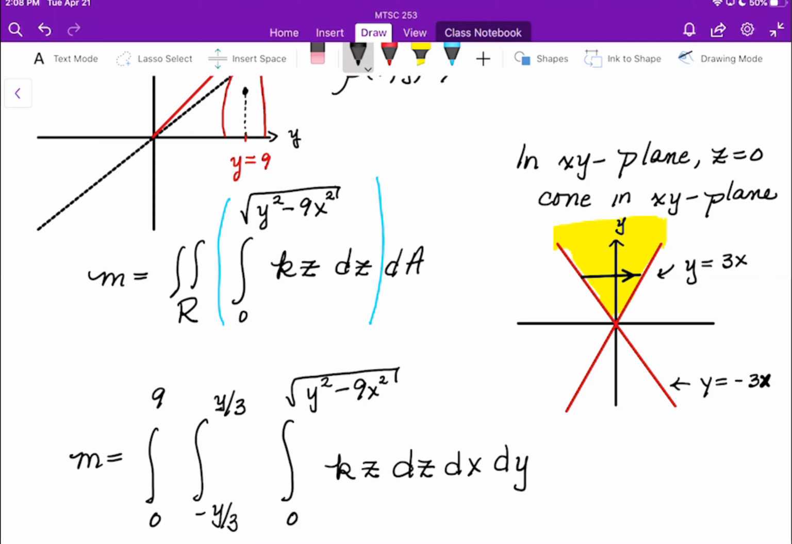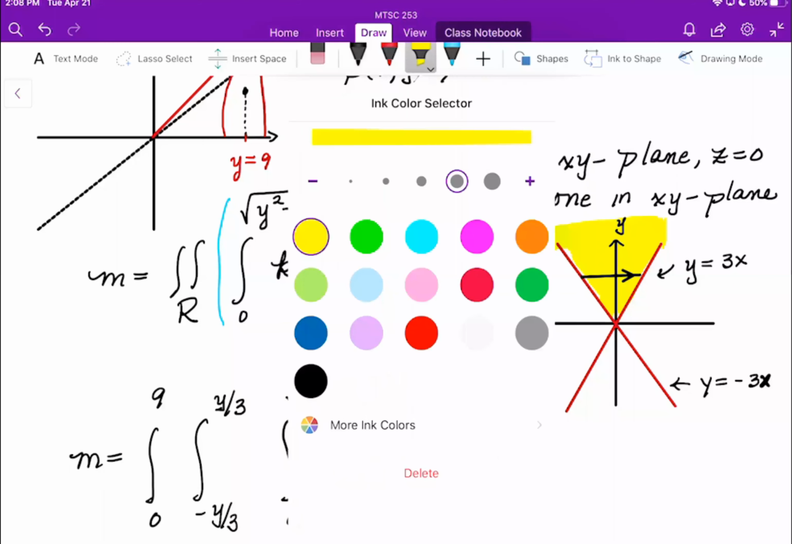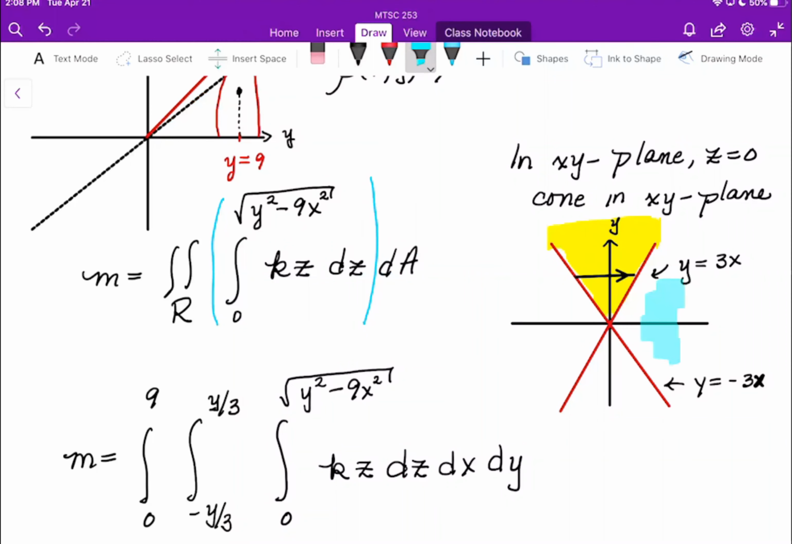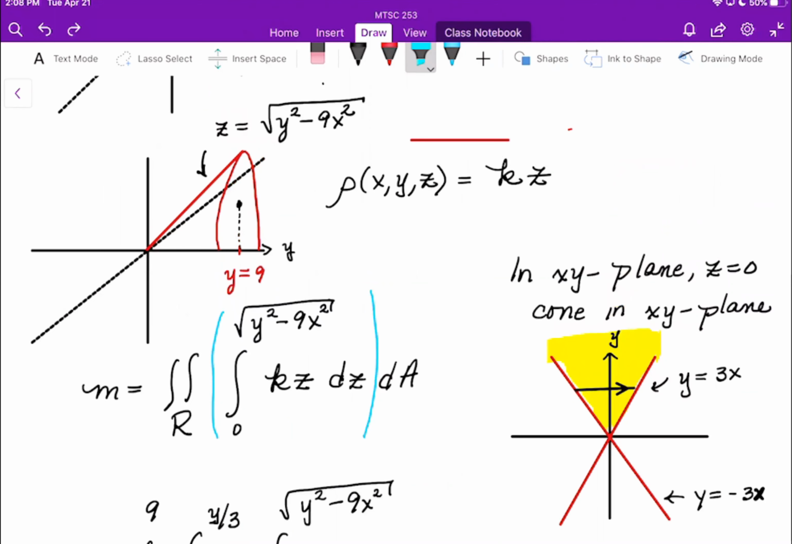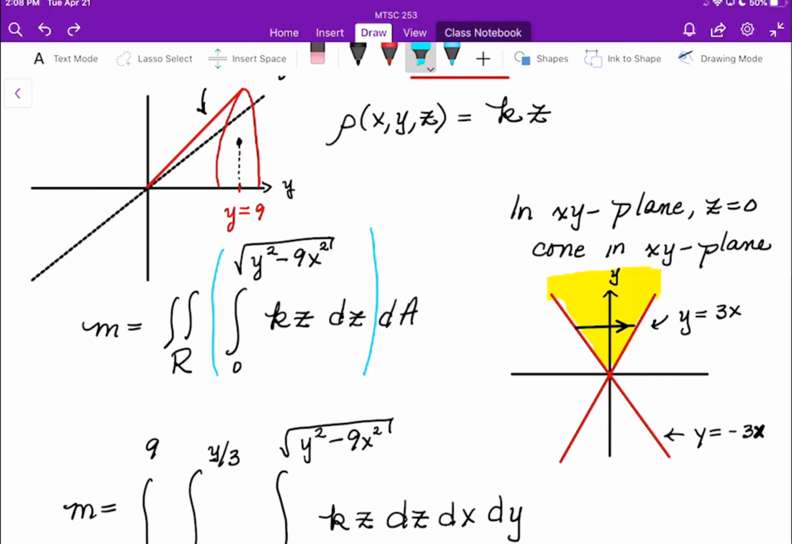So the big mistake that would have been made here would have been if we thought that the region was over here, and it's not. We have to remember that this thing is facing the y-axis. So the way it's actually coming down on the plane in the xy plane is like that.